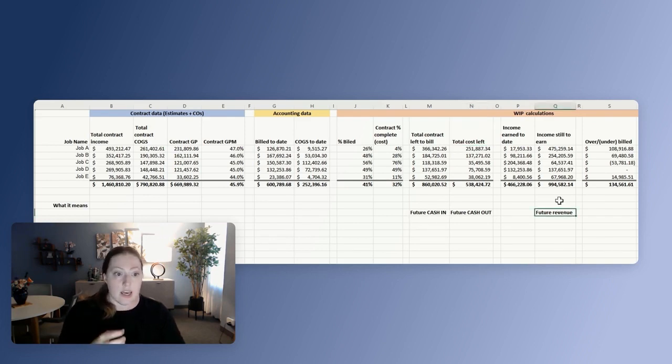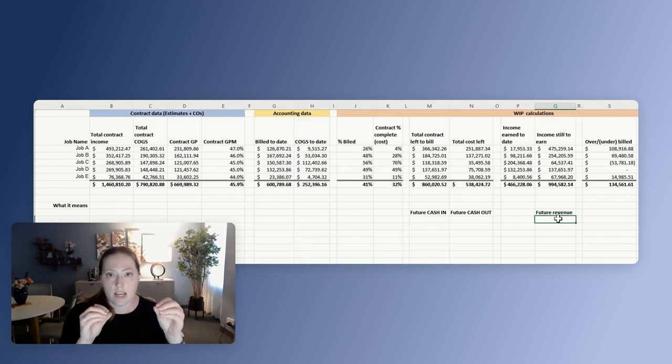And last but not least is the income still left to earn. That is how much of the revenue is still going to be reflected on your profit and loss statement. Because, and I'm going to show that to you in the next couple of minutes, if you're using a work in progress report, your revenue is not going to equal your cash. The reason for that is that if you're using cash accounting in construction and remodeling businesses, your profit and loss statement is going to look like a roller coaster. And I'm going to show you why.